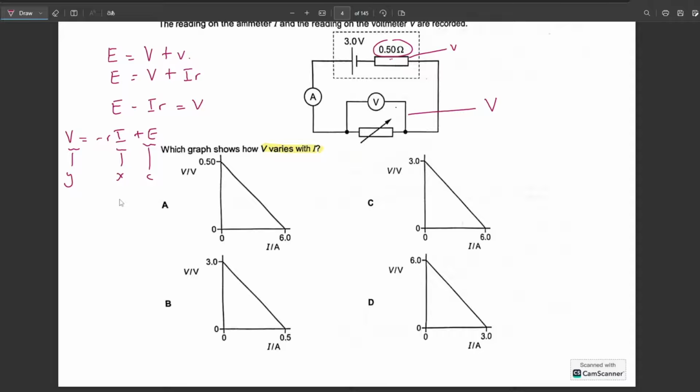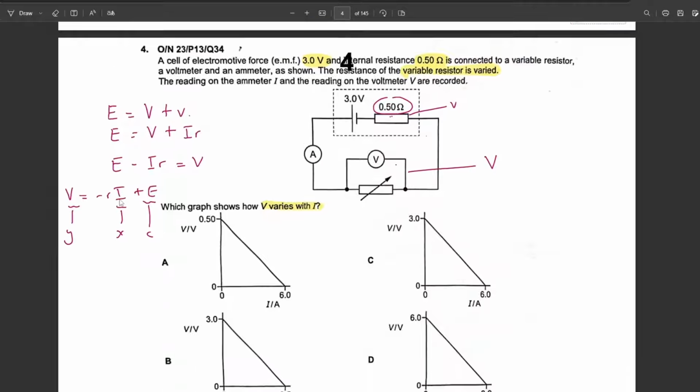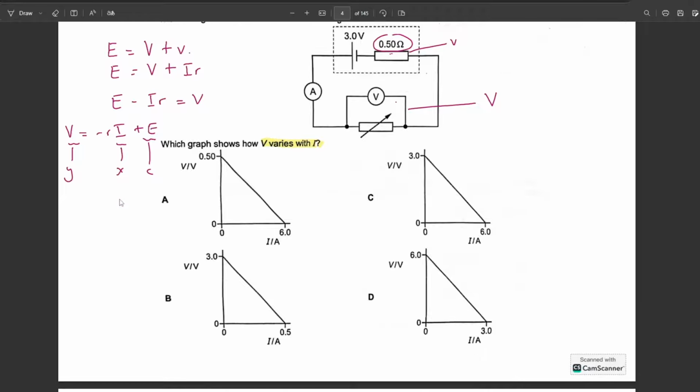Out of option A, B, C and D, which one has a y-intercept of 3 volts, that is the EMF? Only option C and B. A and D will get cancelled out because their y-intercept is not equal to the EMF. Now there is one more hidden trick. The gradient of the graph should be equal to the negative of internal resistance.